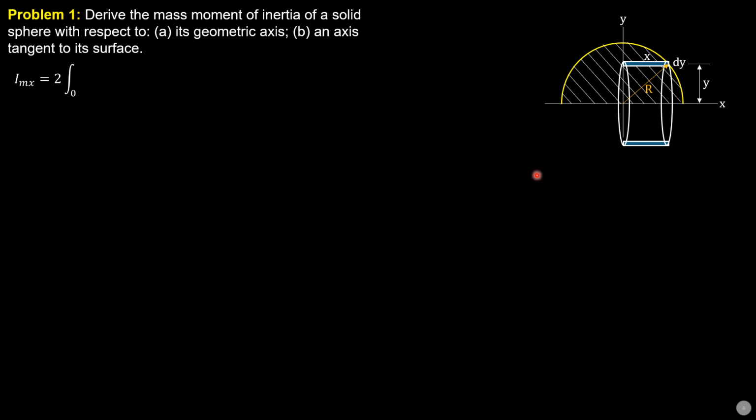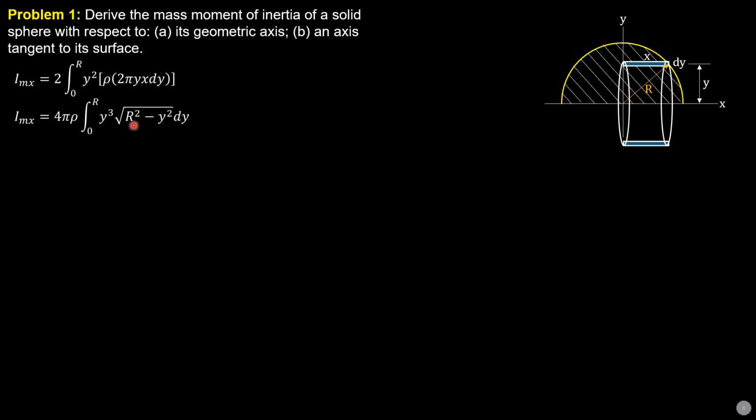So the mass moment of inertia with respect to the x-axis is 2 times the integral of the constant distance squared, y squared, and the density times the differential volume. The differential volume is circumference 2 pi y, height x, and thickness dy, with limits from 0 to r. Simplifying, that's 4 pi density times the integral of y cubed times x dy, and we replace x by the square root of the quantity r squared minus y squared.